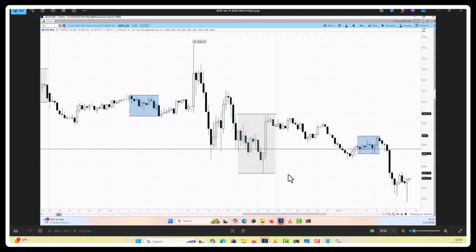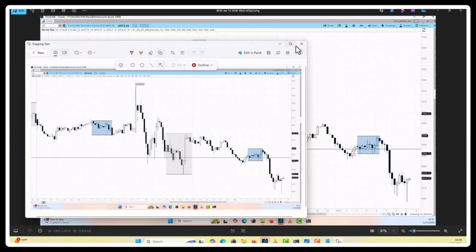So the question at this moment, at this level, is whether the buy side liquidity is greater than the sell side. If that's the case, then the market is going to go up from here. The market is going to go up from here. That's the question that we are asking right here. All right, let's open the snipping tool for that.